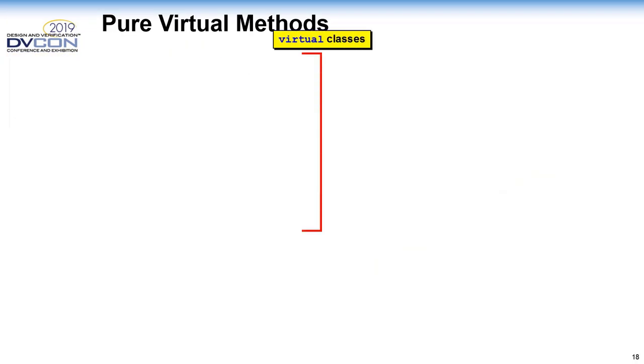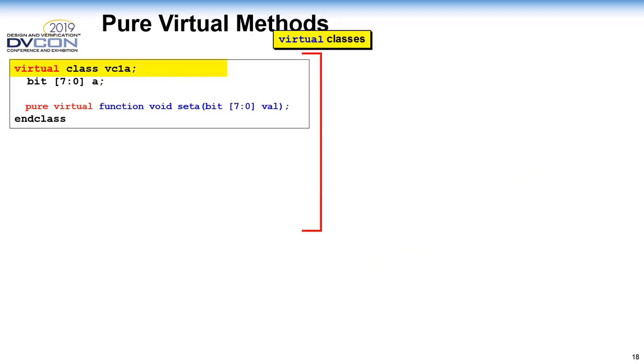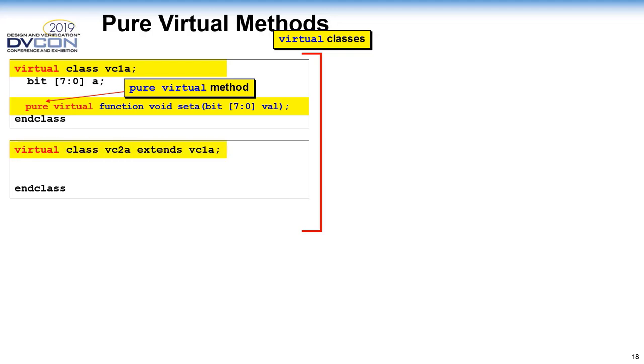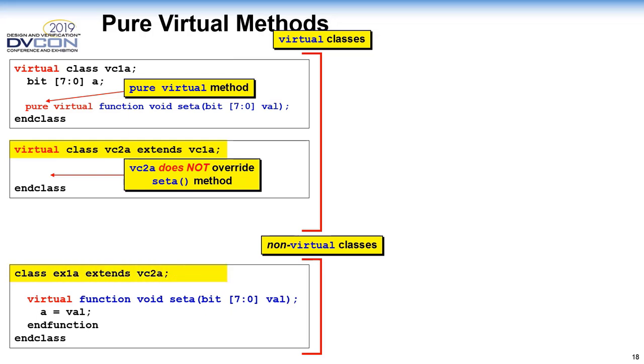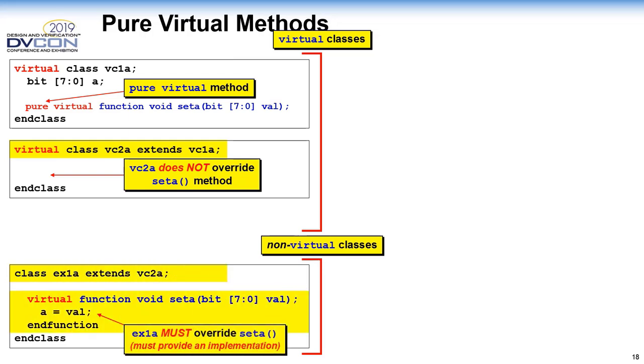To take the example a little bit further, if I start off with a virtual class that I've called VC1A, virtual class 1A, and I have declared a pure virtual method, that's just a method prototype. If I extend the virtual class with another virtual class, I am not required to provide an implementation for the set A method. But once I start extending the derivative virtual classes, now I am required to provide the implementation. So the first non-virtual class that extends these virtual classes is required to provide the implementation.